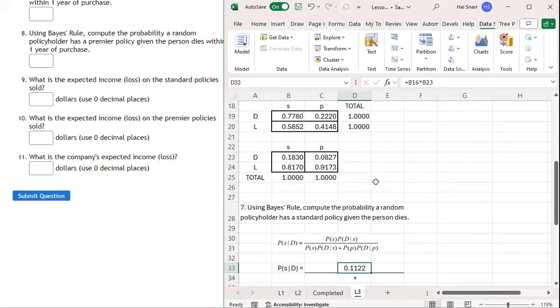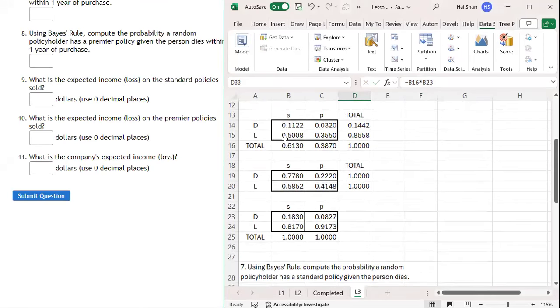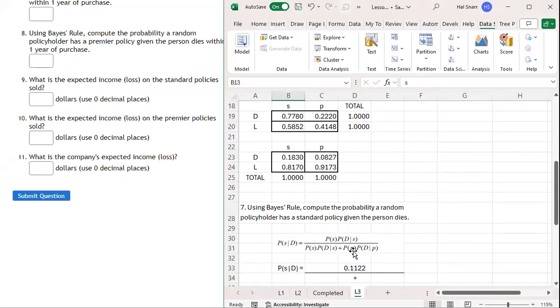And that should look familiar, 0.1122. It's the probability of death and standard policyholder. Now notice that these two numbers are the same, so I'm going to just come up here and type that because it's the same number, right?